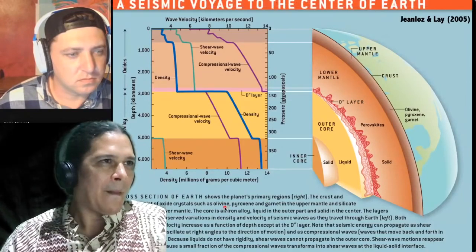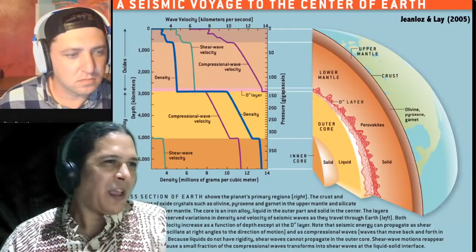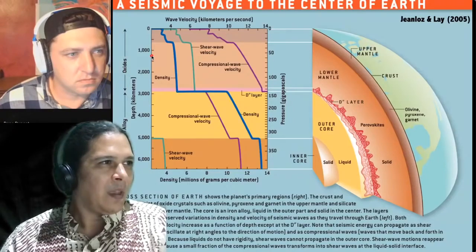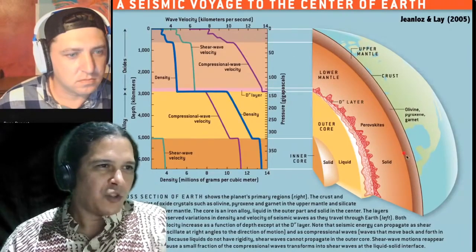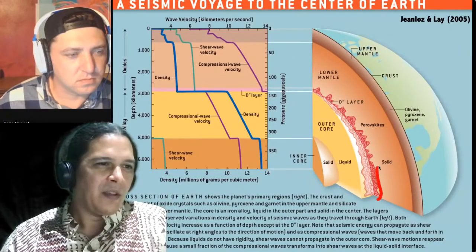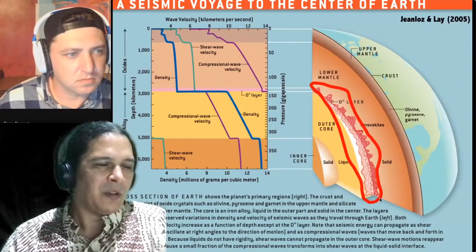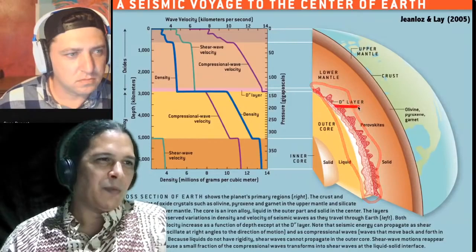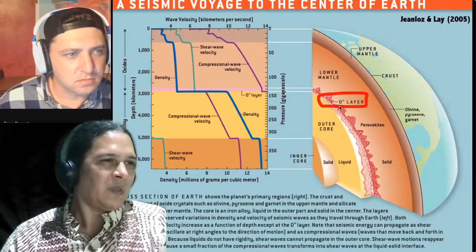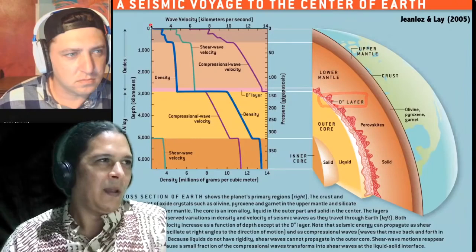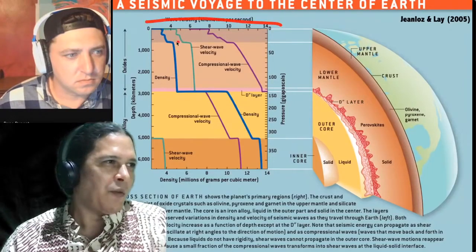And so here's an image from Jean Lowe and Thorne Lay in 2005, on the structure of the Earth, and now they're putting in a little more detail of what's happening in here. These lower limits here are the first little hint at what they call the D double prime layer, a very special seismic layer. And this is why we look at this image here on the left. I'll read it to you guys.